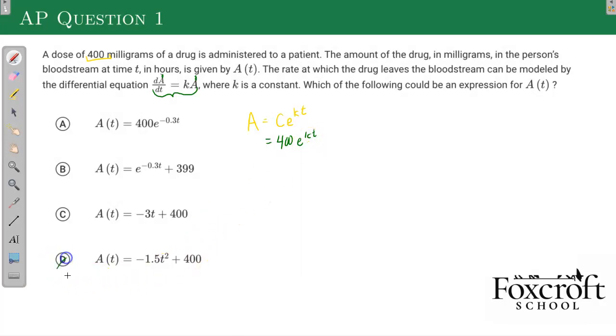Well, this one's not an exponential. This one's not an exponential. This one is an exponential, but it has this like 399 over here instead of the 400 at the front. And this one looks exactly like our proposed solution. The only difference is they figured out what the k value was. All right, so this is our right answer.